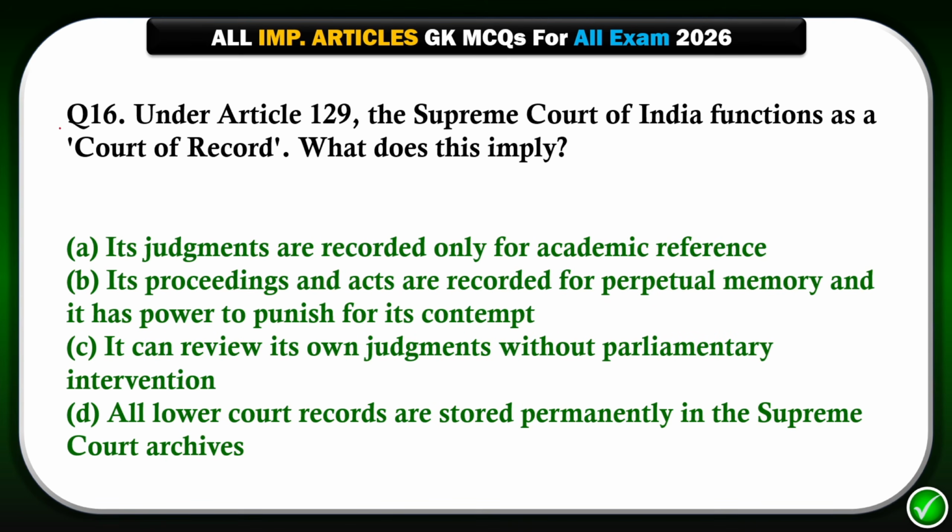Question number 16. Under Article 129, the Supreme Court of India functions as a court of record. What does this imply? Option number B. Its proceedings and acts are recorded for perpetual memory and it has power to punish for its contempt.